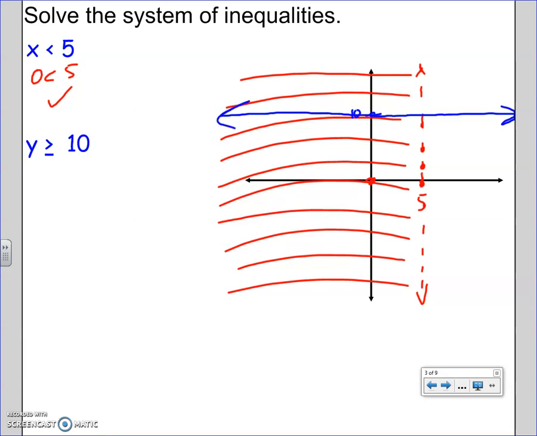Now to do shading, I still like 0, 0. That's below the line. 0 for y, there's no x to plug in. Is 0 greater than or equal to 10? That's false. Since 0, 0 is on the bottom side, I'll shade the top side.